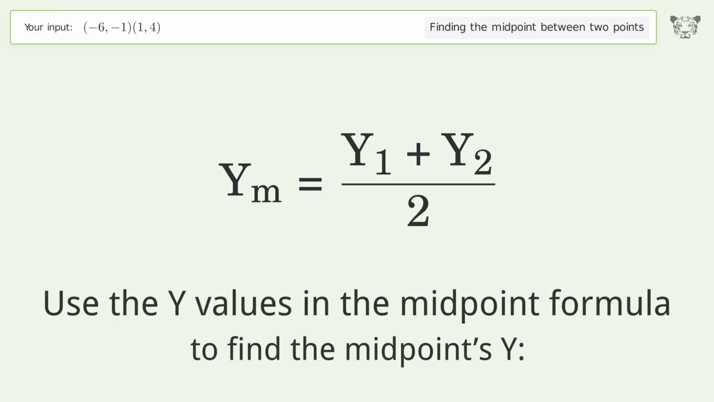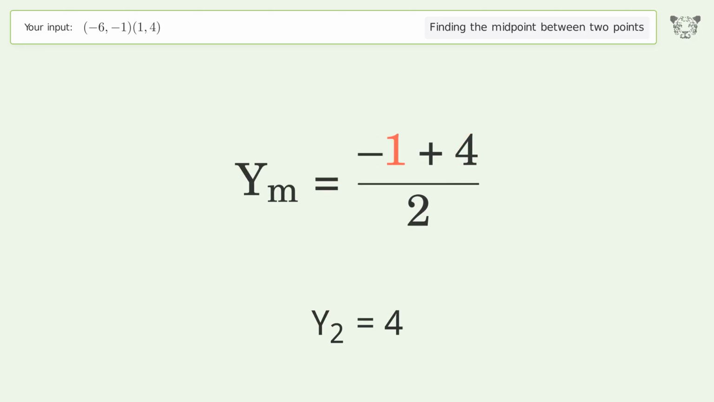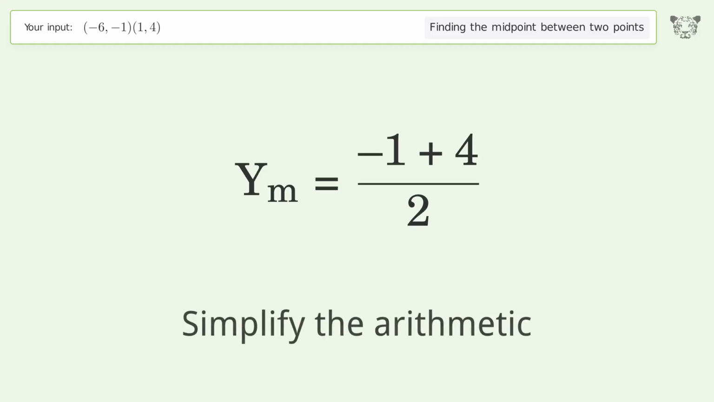Use the y values in the midpoint formula to find the midpoint's y. y1 equals negative 1. y2 equals 4. Simplify the arithmetic.